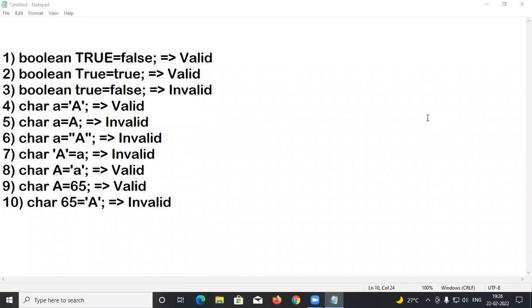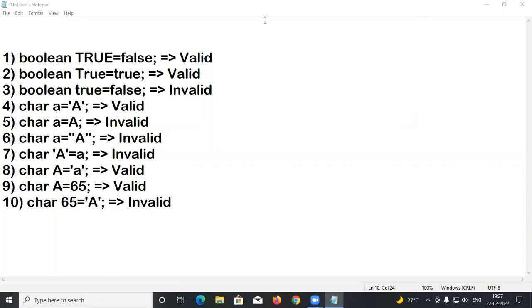You need to follow identifier rules. You need to follow keyword rules and literal rules. I gave 5 concepts: identifiers, keywords, literals, data types, variables. Those who missed previous sessions, you will get the recorded videos. No need to worry about that.